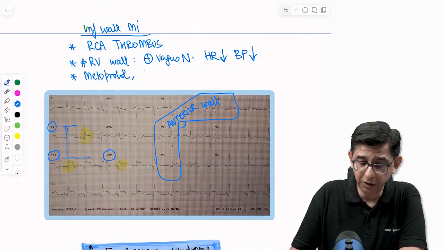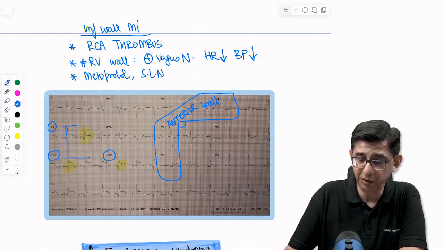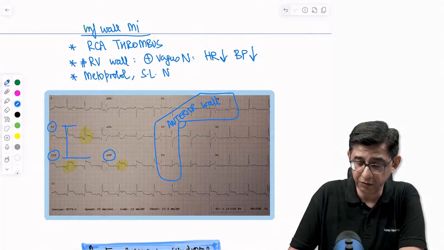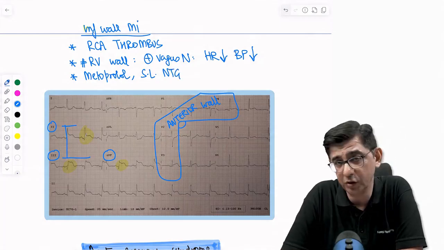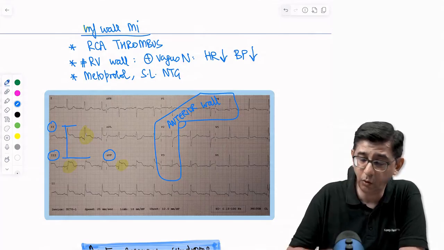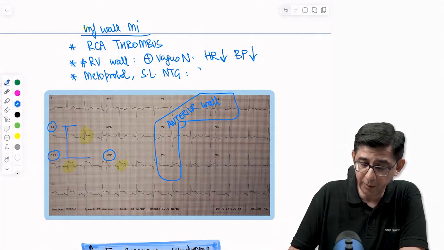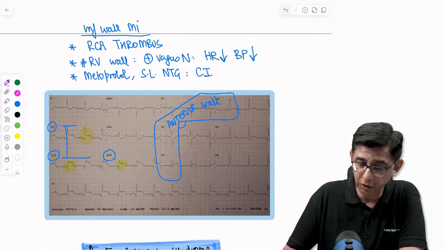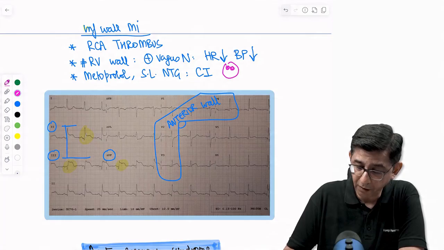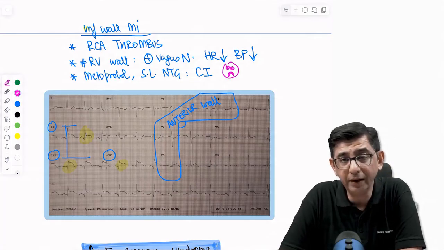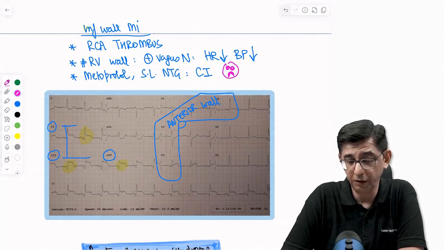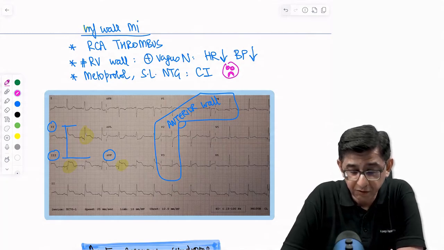If by mistake my nurse gives sublingual nitroglycerin to this patient, I told you nitroglycerin causes vasodilation and is contraindicated if systolic BP is less than 90/60. Here the BP is already low because of bradycardia. These two drugs are absolutely contraindicated in patients of inferior wall myocardial infarction.